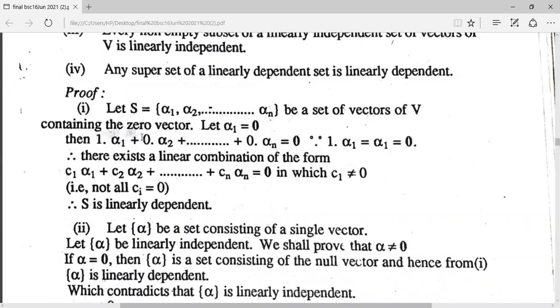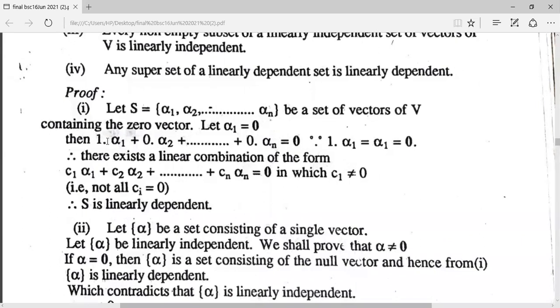So the linear combination is 0, but there exists at least one scalar different from 0, then the set of vectors is linearly dependent. That is the definition of linear dependence. According to the definition, we have expressed alpha 1, alpha 2 to alpha n as a linear combination of a finite number of vectors, and when we equate to 0, for linear independence all the scalars must be 0. But for linear dependence, there exists at least one scalar different from 0. Yes, it is clearly true here.